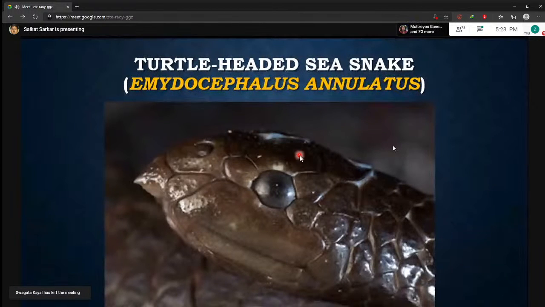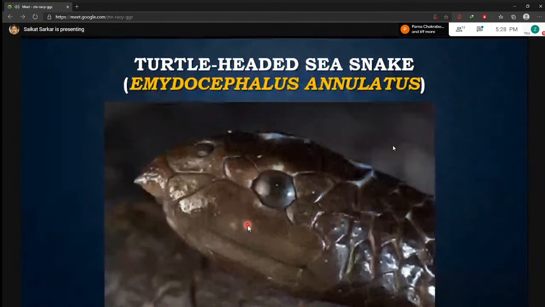This is a turtle-headed sea snake. Again, modification of scale you can find here. This is a sea snake, but this is non-venomous. As I said in the last class, in almost every animal group that you can possibly imagine or learn about, there are species that will try to act like renegades, that will not follow the rules.